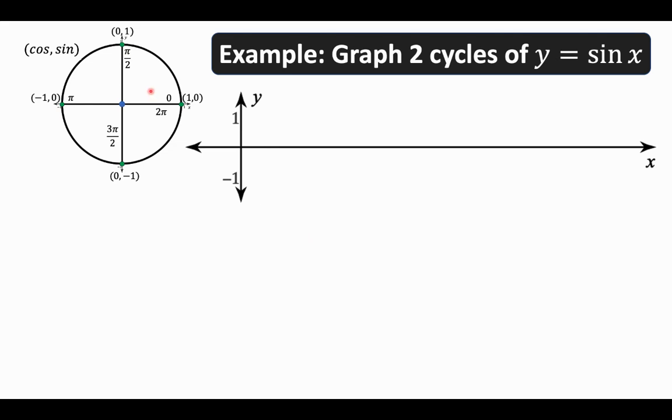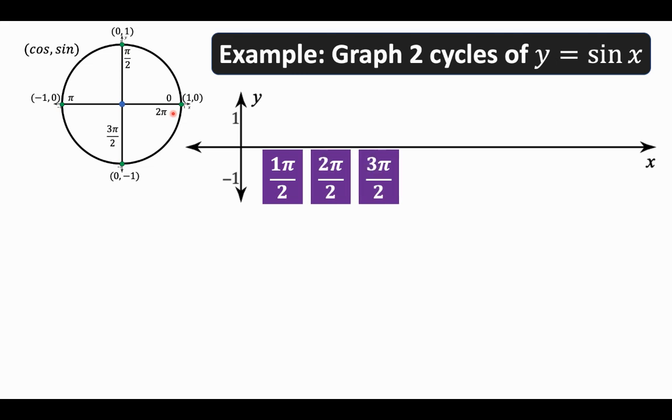Now I know that I'm counting by pi over 2s. So I got to fill in 2 cycles. So I know 1 full cycle is 2 pi. So 1 pi over 2, 2 pi over 2, 3 pi over 2, 4 pi over 2. 4 divided by 2 is 2, so that's 2 pi. So that's 1 full cycle right there. So I would mark off 1 pi over 2, 2 pi over 2 is pi, 3 pi over 2, and then 2 pi.